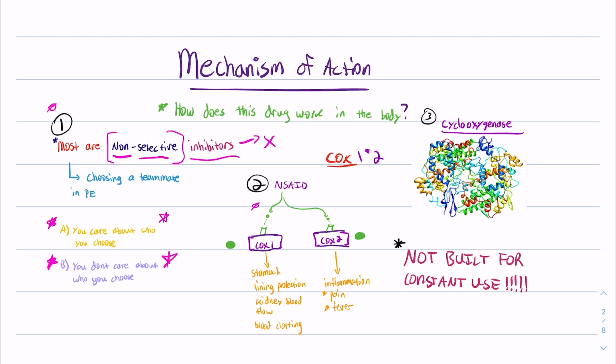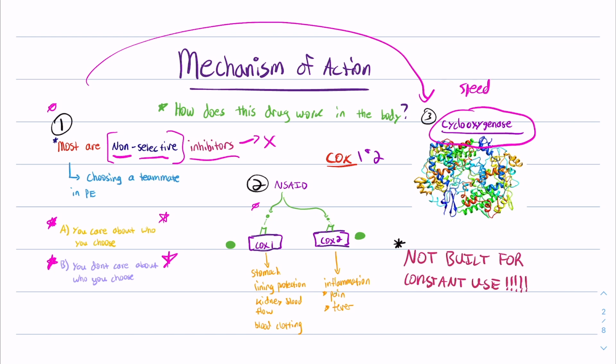So let's talk about this selection process. So in our body, let's go to 3 over here. We have this enzyme called cyclooxygenase. It's a complicated thing. We need to know that enzymes increase the rates of reactions. They speed them up, okay? Let's just say speed. These specific enzymes that these NSAIDs, these pain relievers, act on are called COX-1 and COX-2.